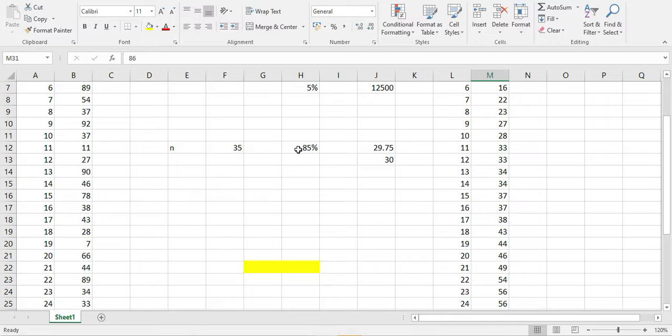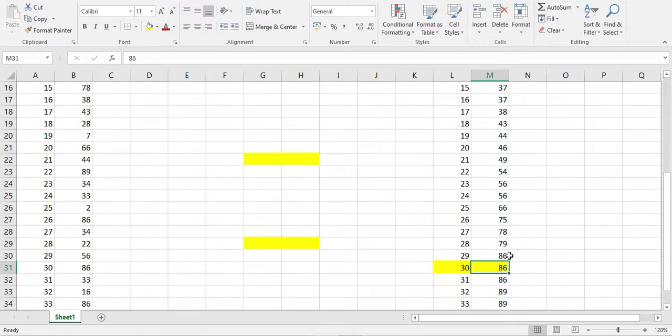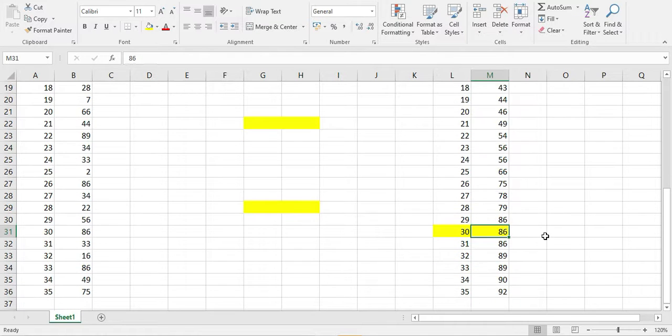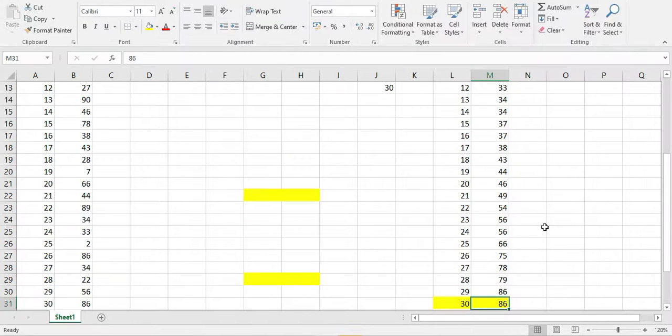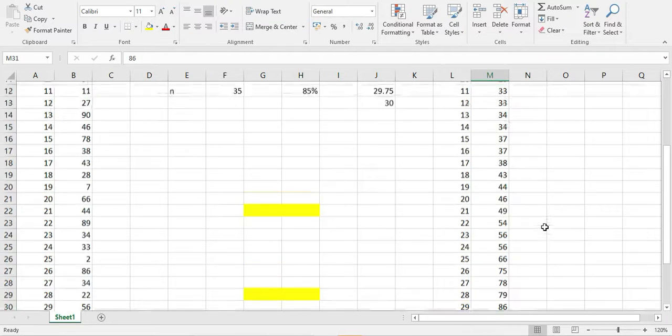Okay, so when I say 85th percentile, it means that at least 85% of the numbers lie below the number 86. Or conversely, at most 15% of the numbers lie above the number 86. Okay, at least 85% below this number and at most 15% above that number.